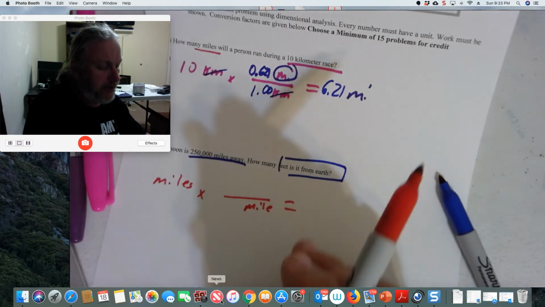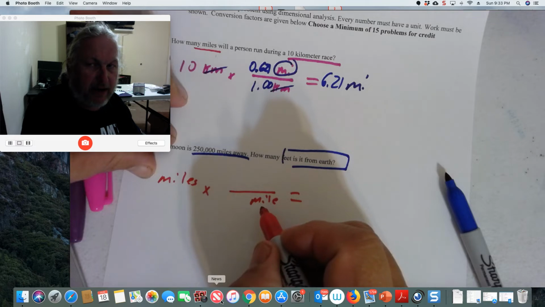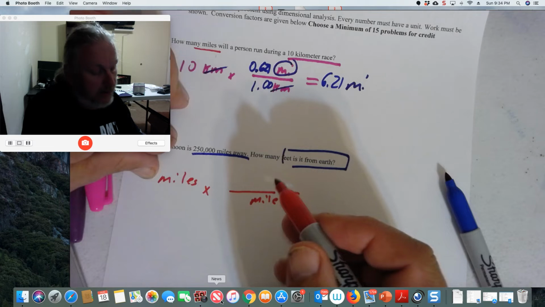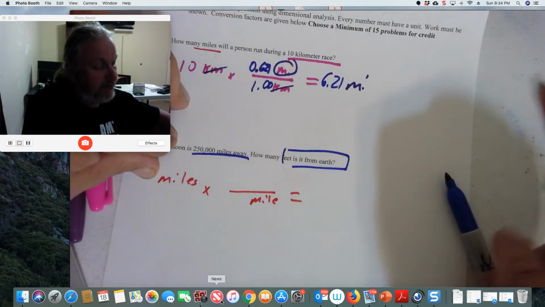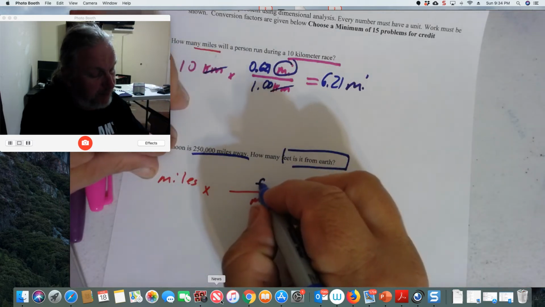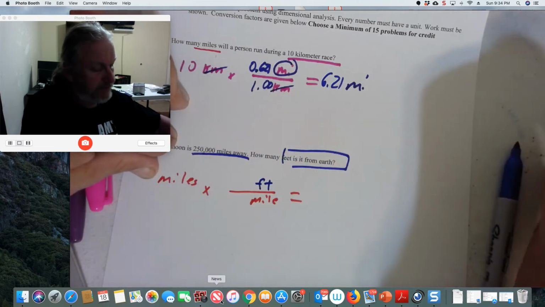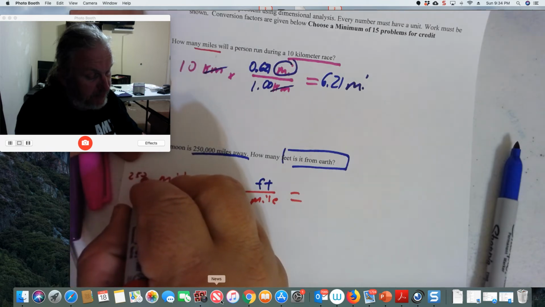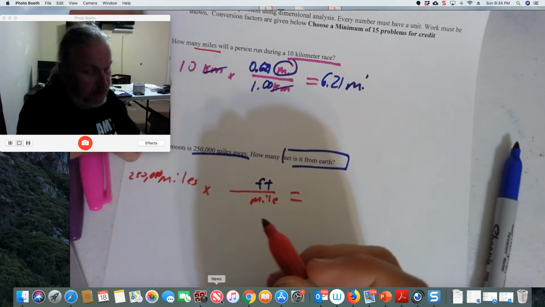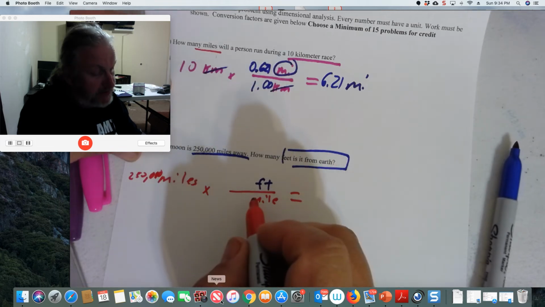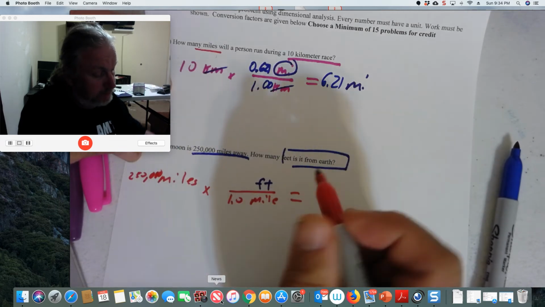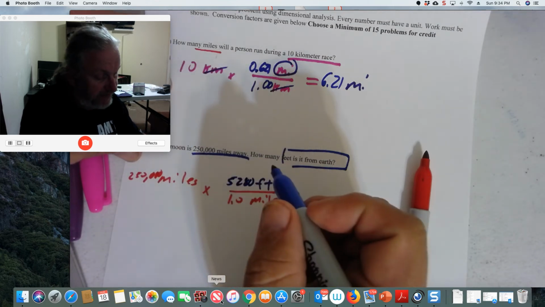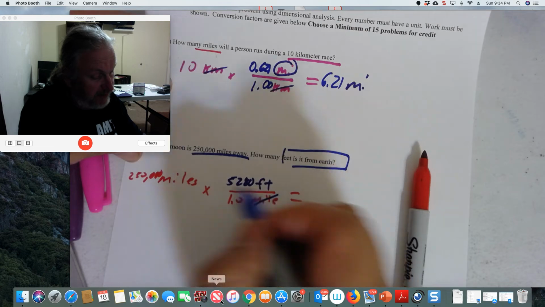Again, what I'm trying to do is factor out the unit that I don't want, and I want to end up with the unit that I do want, and it wants feet. So I'm going to put my feet here. Notice I didn't put any numbers. Let's start putting some numbers in here now. 250,000, and you know my handwriting is atrocious. In 1 mile, there is 5,280 feet. All right, so let's factor out miles. I just did.